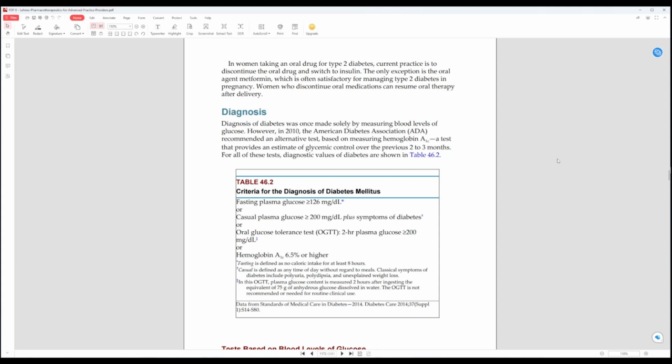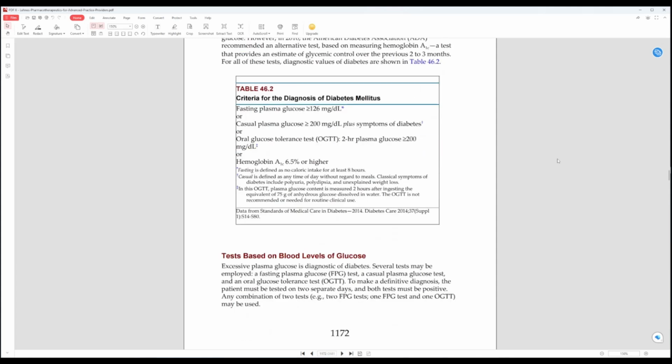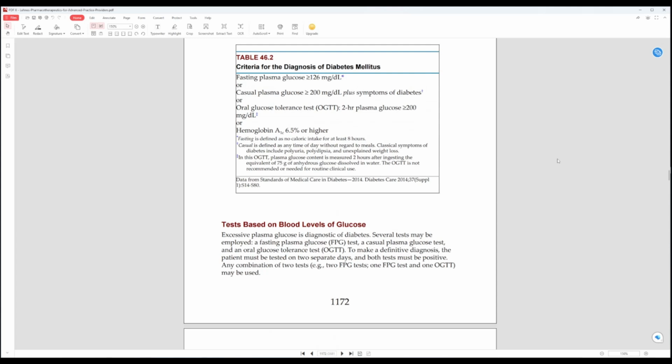So, diagnosis. Diagnosis of diabetes was once made solely by measuring blood levels of glucose. However, in 2010, the American Diabetes Association recommended an alternative test based on measuring hemoglobin A1C, a test that provides an estimate of glycemic control over the previous 2 to 3 months. For all of these tests, diagnostic values of diabetes are shown in Table 46.2. So here is the criteria for the diagnosis of diabetes. A good spot to pause if you're unfamiliar.